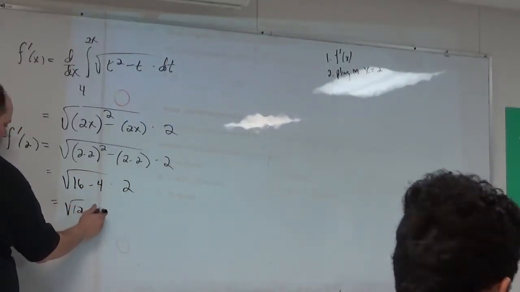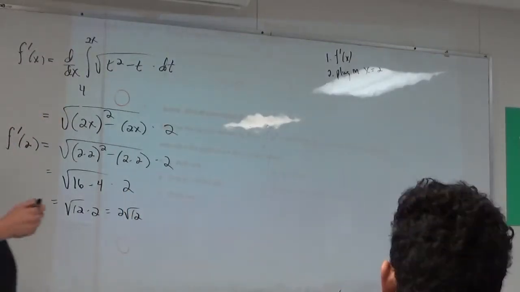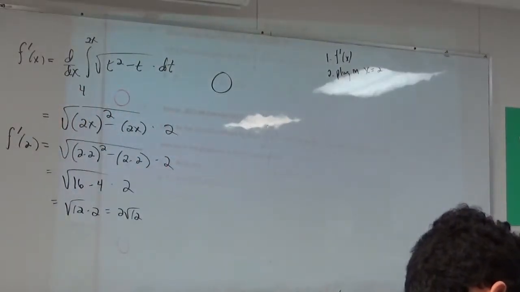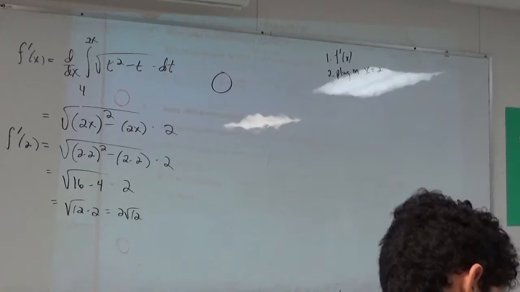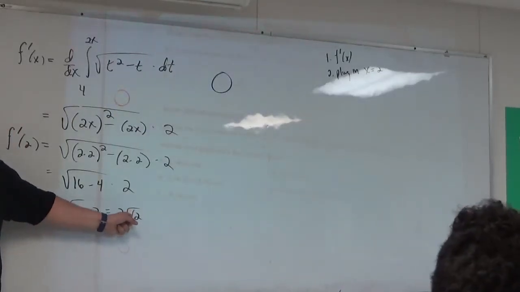So you've got the square root of 12 times 2, so 2 square roots of 12. And I can tell you, 2 square roots of 12, G, is the right answer. I would not be surprised at all if the College Board people this year decide to hide this answer from you.